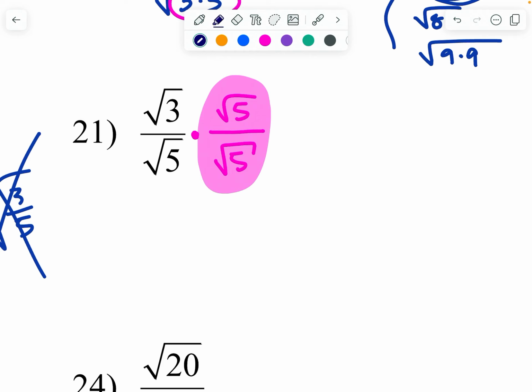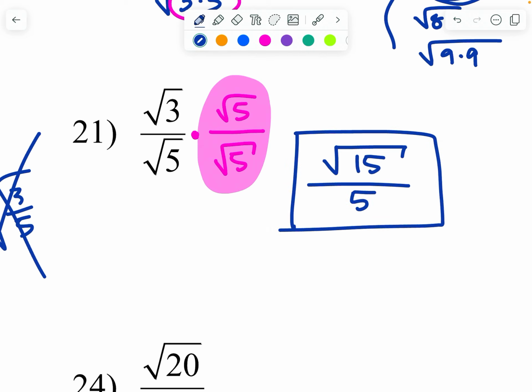All right, on the top, 3 and 5 are both prime, so I know that they're not going to have any pairs, and so I'm going to go ahead and just write root 15 on the top. On the bottom, root 5 times root 5 is 5 by design. You cannot simplify this any further. I know it's tempting because of the 15 and the 5, but this 15 is locked inside this square root symbol, and you can only simplify inside together and outside together. And since the 5 is outside, you can't touch those two things.